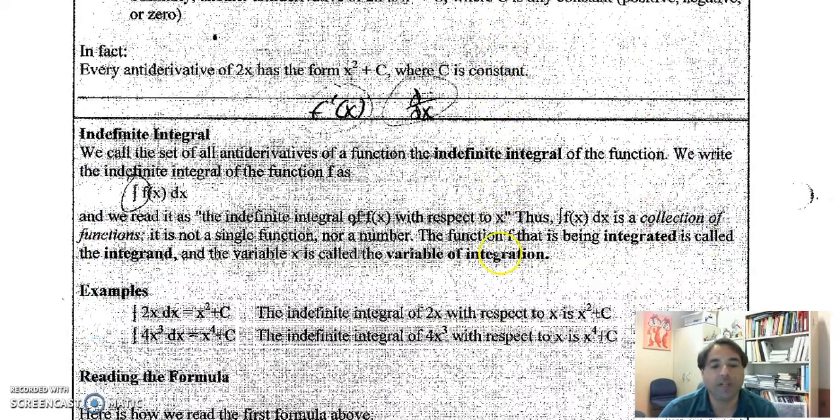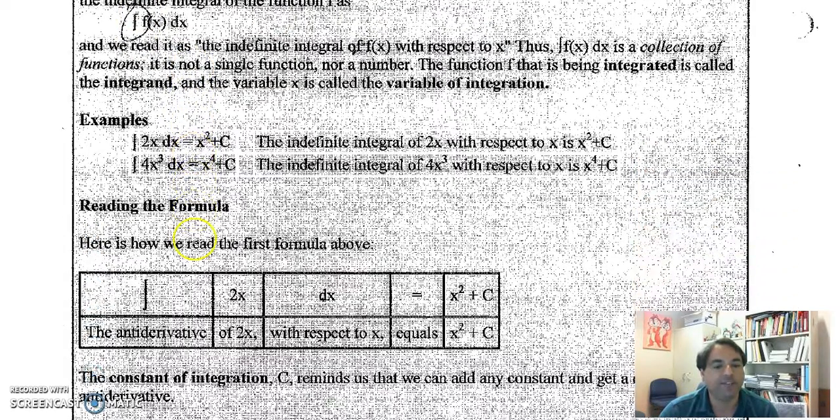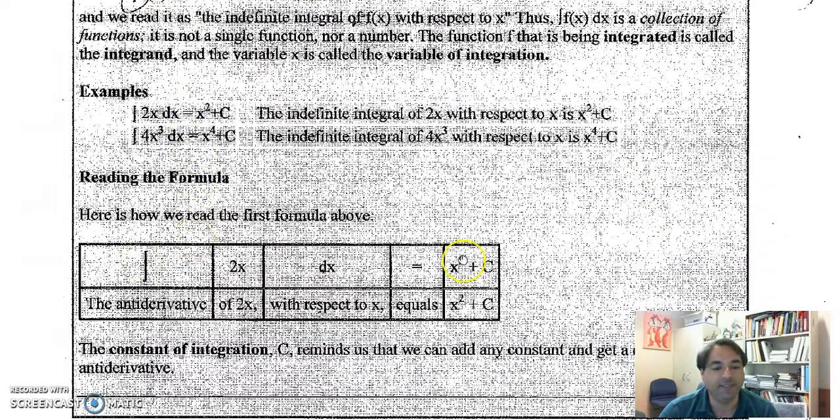So, another way to talk about the antiderivative is the indefinite integral. So they mean the same thing. It has this integral symbol here, and the reason why it's called an indefinite integral is that indefinite means there's no lower bound or upper bound, and we'll deal with that later. Okay? So if I was going to read this statement, it would be the antiderivative, or integral, of 2x with respect to x equals x squared plus c.